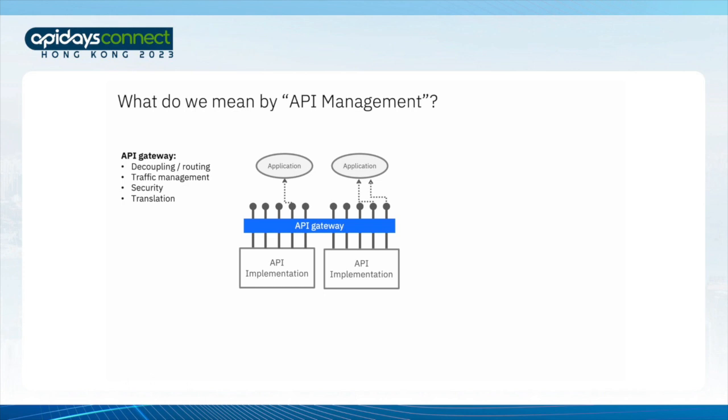format. And there are other things it can do too, like maybe filtering. Maybe the gateway can mask out sensitive fields in the API responses that the owner of the API doesn't want to share.